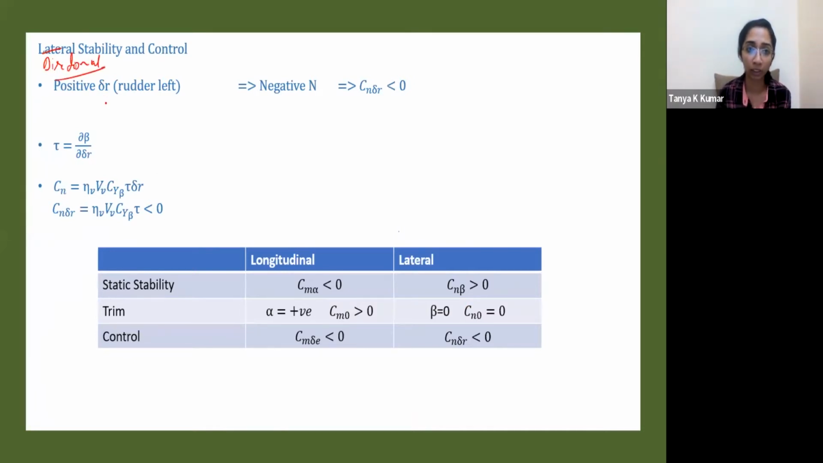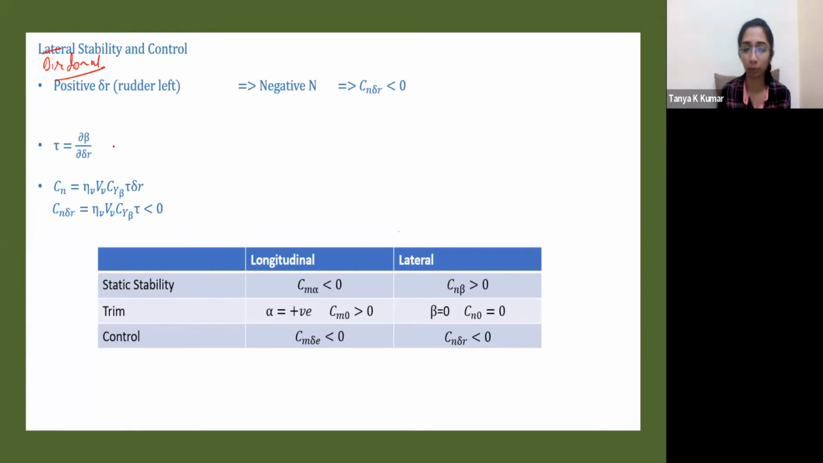So we studied that a positive rudder deflection is the rudder deflection towards the left. This produces a negative moment. So what we can see is that the control derivative Cn delta R is negative. So for a positive rudder deflection, the moment produced, the yawing moment, is negative. Hence Cn delta R is negative.